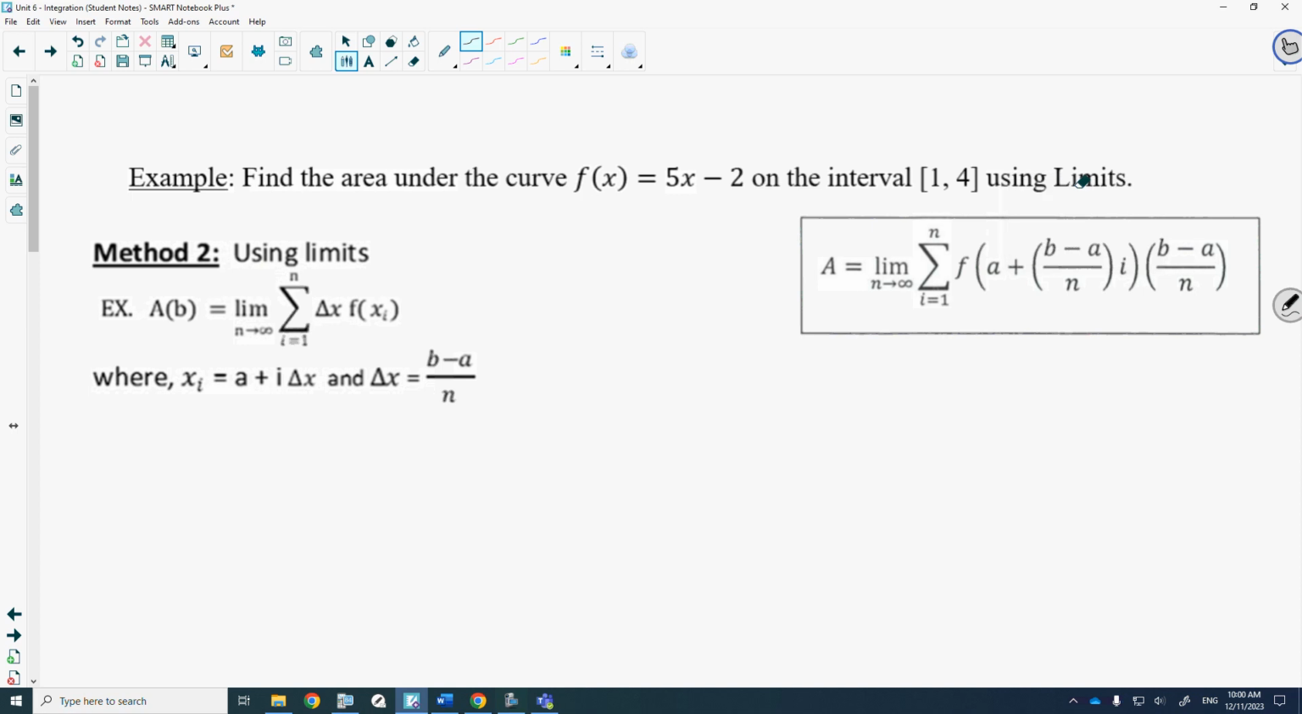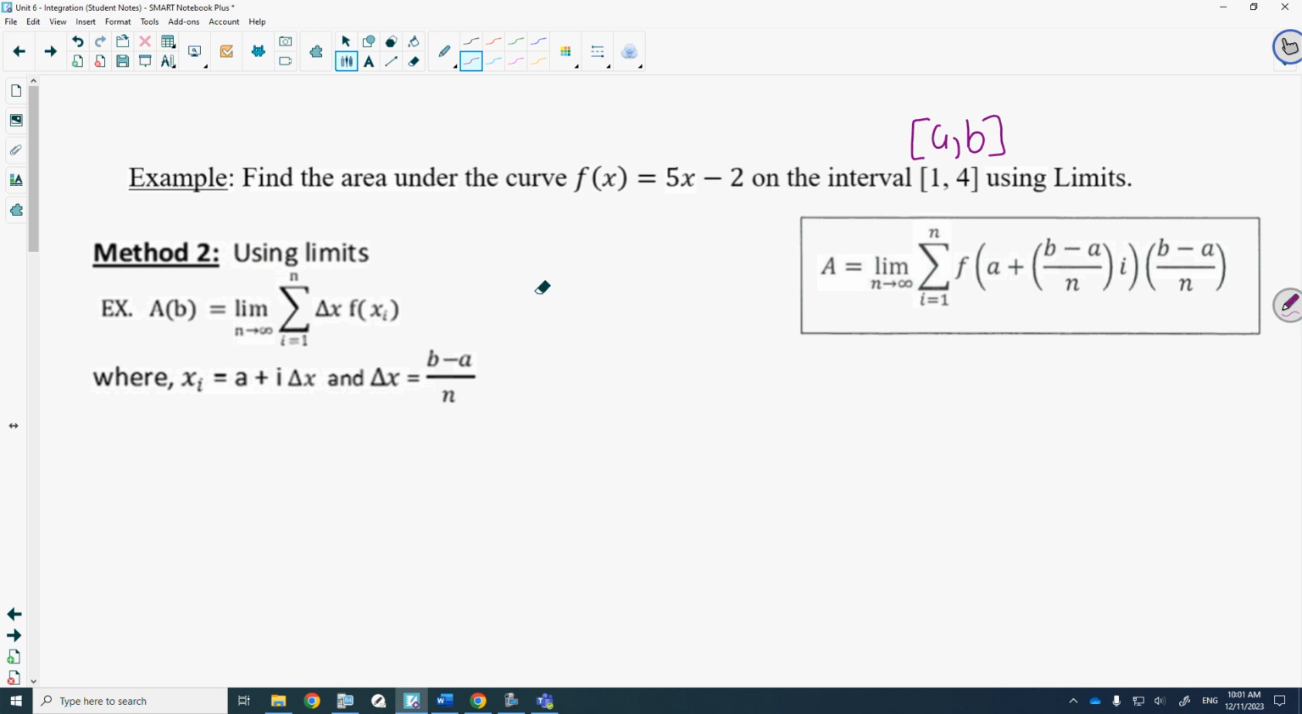Okay, let's look at this first homework question. Find the area under the curve of f of x is equal to 5x minus 2 on the closed interval from 1 to 4. Remember that this is going to be a and b. Okay, so what's happening is the following.